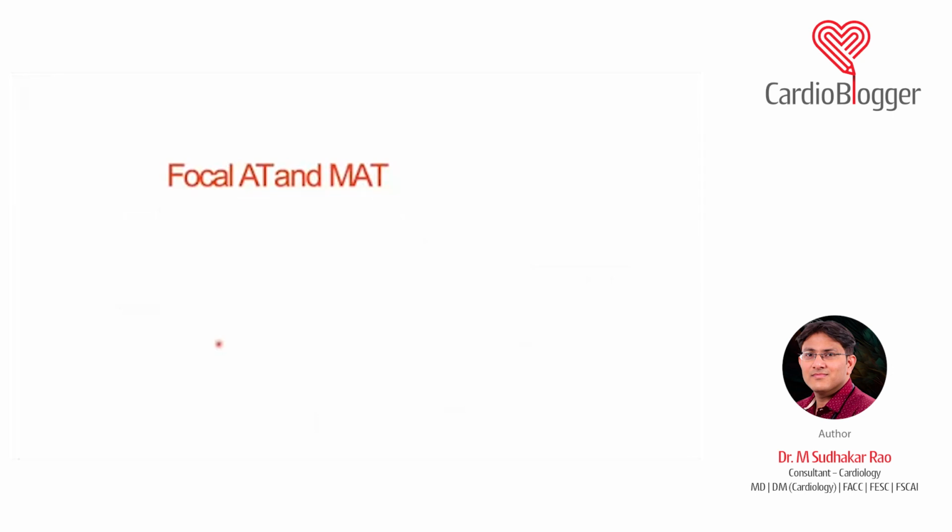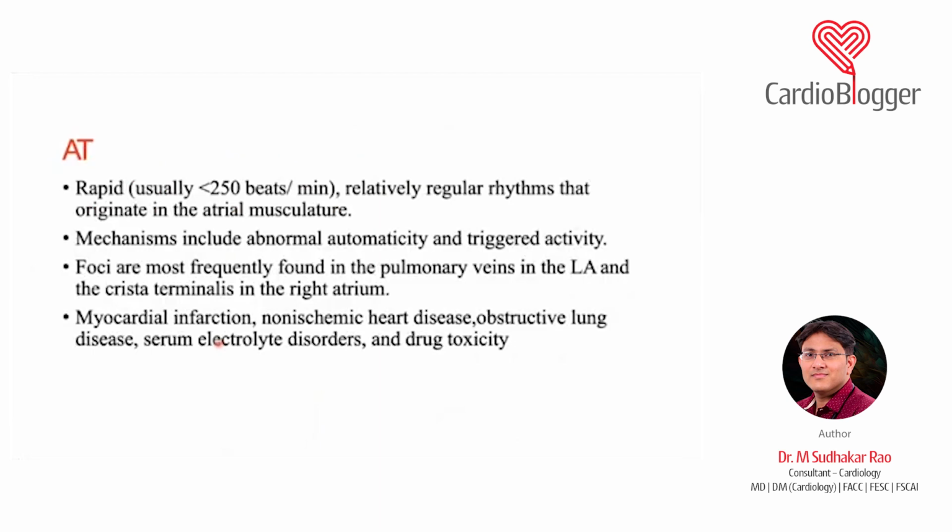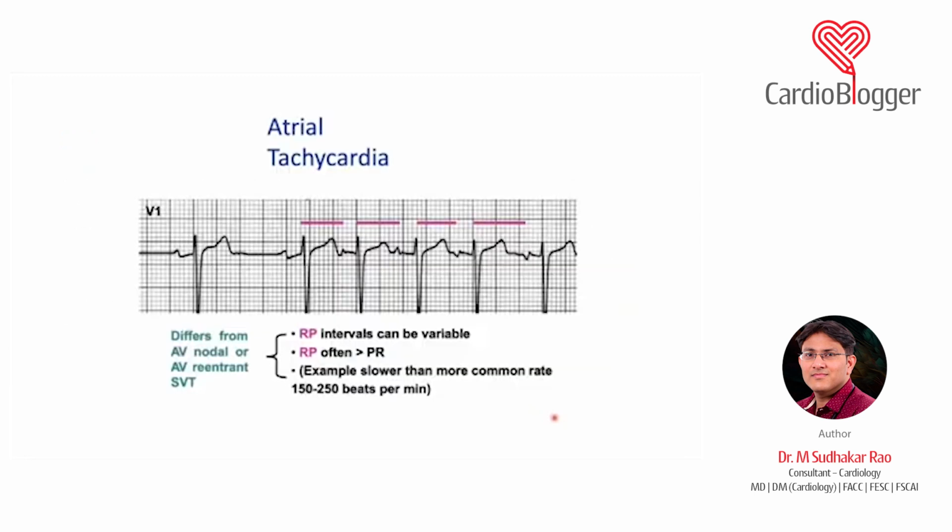The next group of diseases are the focal atrial tachycardia and the multifocal atrial tachycardia. As I already discussed with you, the rates of atrial tachycardia are less than 250. They are relatively regular rhythm and sometimes can be irregular. The mechanism remains automaticity most of the time, but they can have all three mechanisms like ventricular tachycardia: automaticity, re-entry, and triggered activity. The most common foci are in either the left atrium or the pulmonary veins, same as in atrial fibrillation. And we can see them in myocardial infarction, non-ischemic heart disease, obstructive lung disease, electrolyte disorders, and drug toxicity.